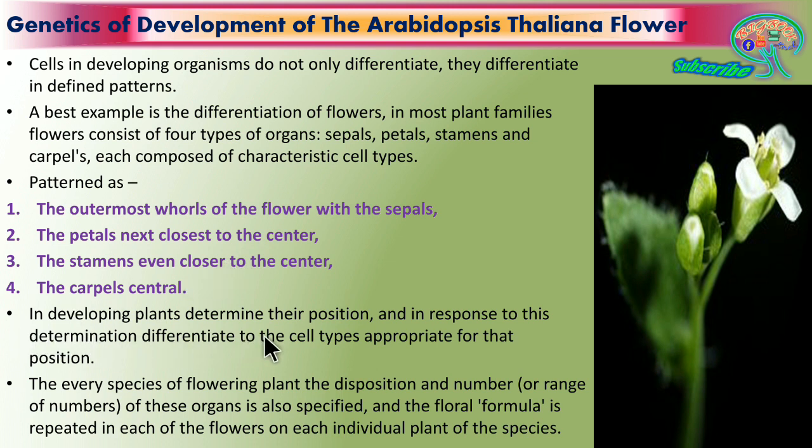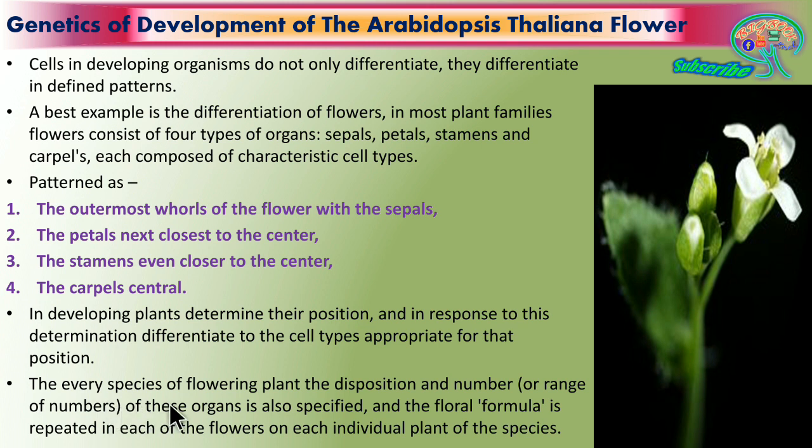In developing plants, cells determine their position, and in response to this determination, differentiate into the cell types appropriate for that position. Now here, this line is very comprehensive. The meaning is that the developing cells determine their position in the flower, and in response to this determination differentiate into cell types. So the pedicel develops, and through that pedicel the sepals, petals, stamens, and carpels develop. That will be determined during the differentiation, and the appropriate cell types are positioned during this differentiation. That is the meaning of this particular sentence.